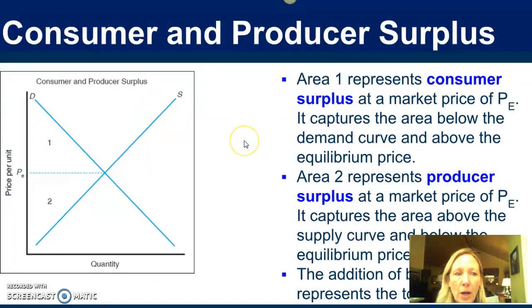Okay, so this slide looks at the area of consumer surplus, which is in area 1. So this area is consumer surplus, and that is a benefit to society because consumers basically get what they want at a particular price. Producer surplus is in area 2, again by the supply curve. So that is producer surplus.